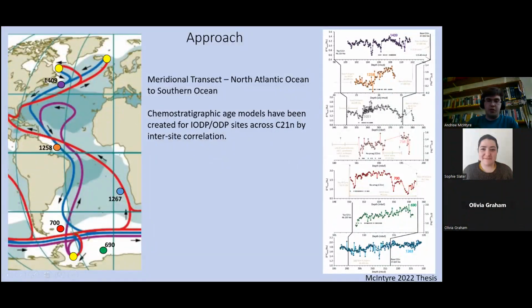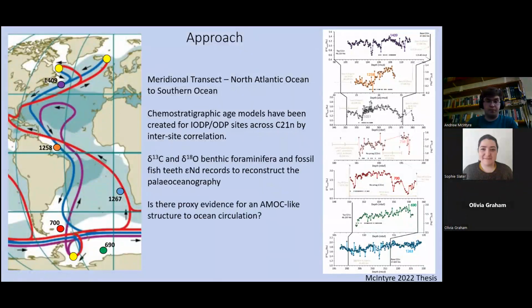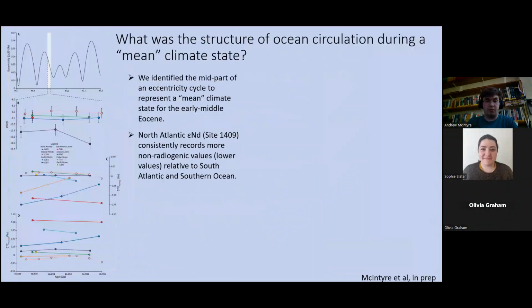So I won't go into too much detail here, but these are our records using bulk carbon isotopes. What we do is use paleomagnetic datums and biostratigraphic datums to anchor ourselves in time. And then we complete intersite correlations to this site down here, 1263, which is the Walvis Ridge site, which has an astronomically tuned age model. So we can have good confidence that we're recovering the same stratigraphy at all our sites. And then with this framework, we can start to use our proxies to reconstruct the paleo-circulation to answer the question: is there proxy evidence for an AMOC-like structure during this time?